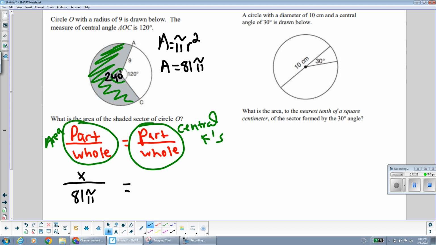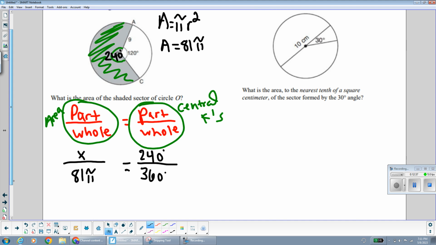Now, our central angle for the shaded sector, the one that we're finding the area of, is 240 degrees. And we know that all the central angles in any circle always add up to 360 degrees. From here, we can cross multiply and solve our proportion to get the area of the sector.